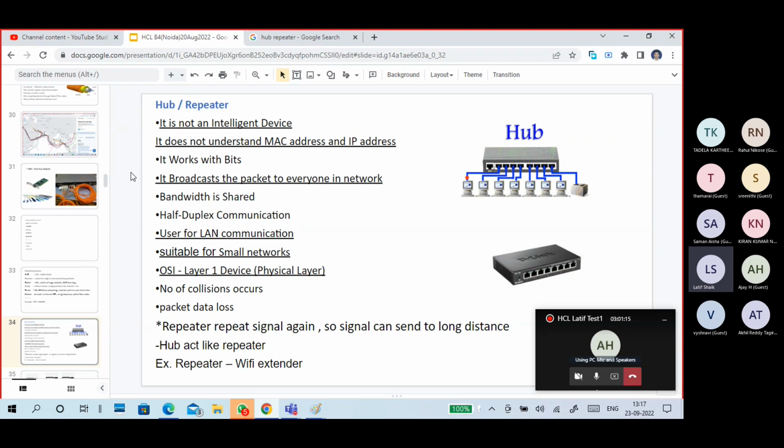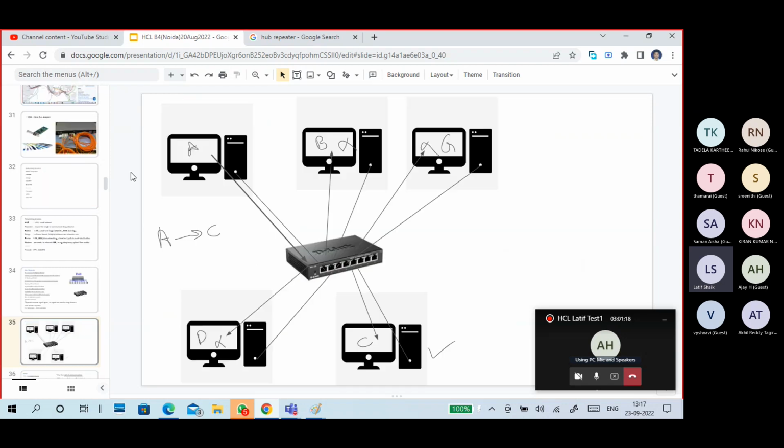Again, a hub is actually a broadcast domain. So how does a hub work? For example, a hub is connected to multiple devices like this. There is a hub and PCs are connected to the hub. For example, A wants to send a packet to C. So A sends a packet, and the hub takes the packet that has to be sent to C. So what is the hub doing? Hub is simply a wiring, not even a proper circuit. It is simply bare wiring only.